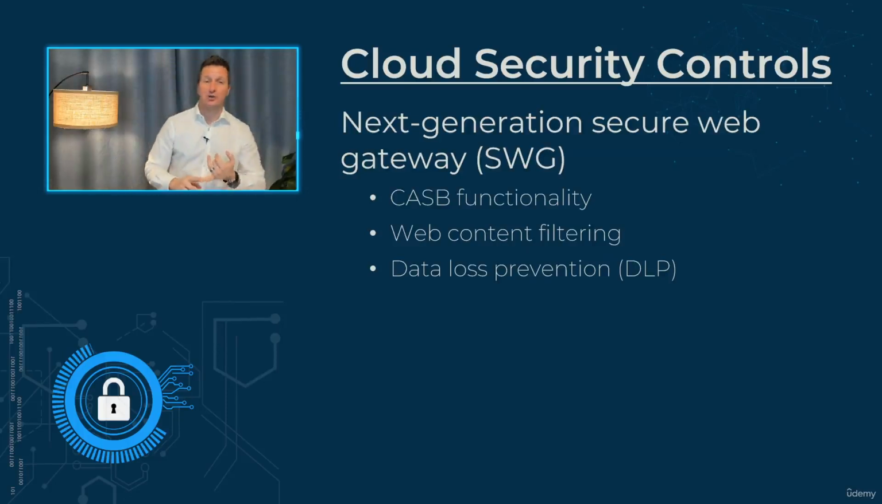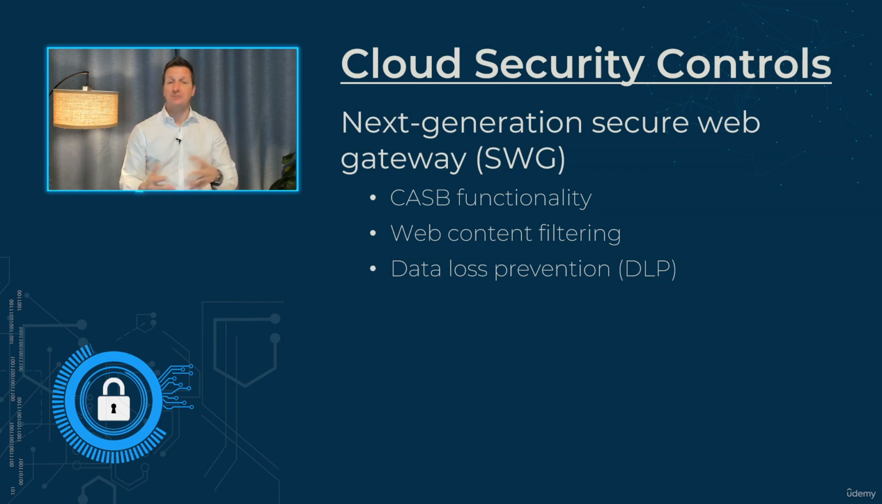So having this terminology in mind is going to be very important for Security Plus. Just like a next generation secure web gateway, called an SWG. This essentially is a security appliance that has CASB functionality that we just talked about, but additional capabilities like web content filtering, maybe to limit which apps can be visited or which websites can be visited, standard firewall stuff. Also things like data loss prevention, DLP.